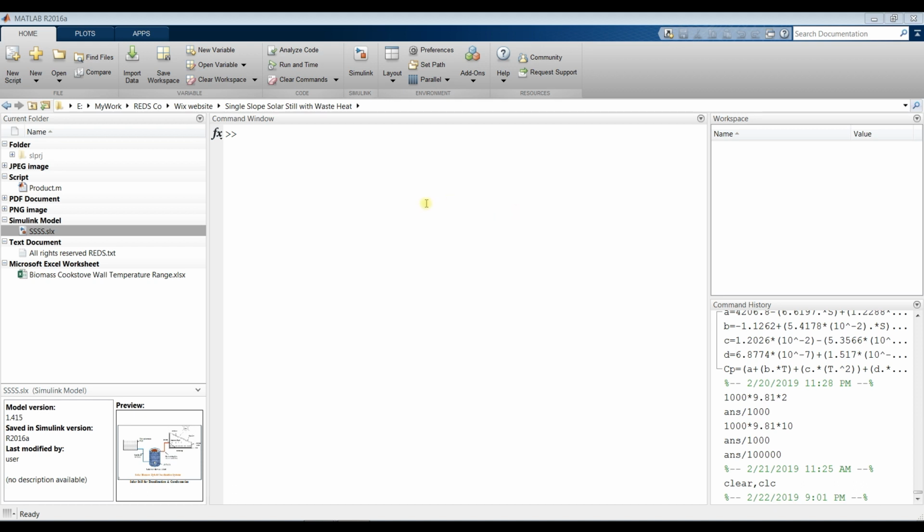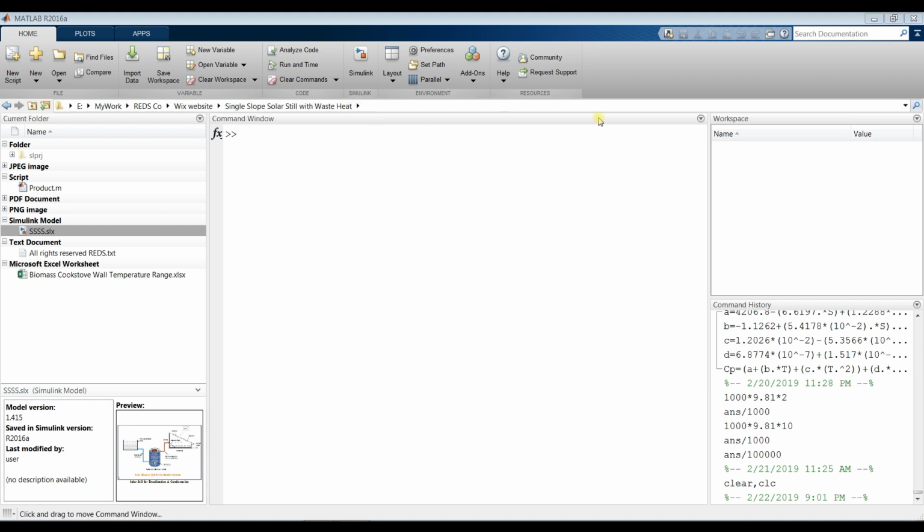Our subject today is to give a literature about solar still. We have to return back to solar still. We can manage a single slope solar still, but with the aid of waste heat from a biogas stove cooker.